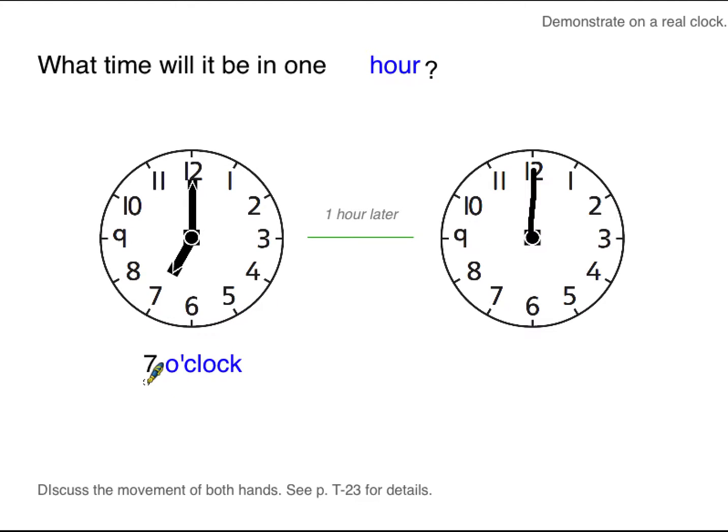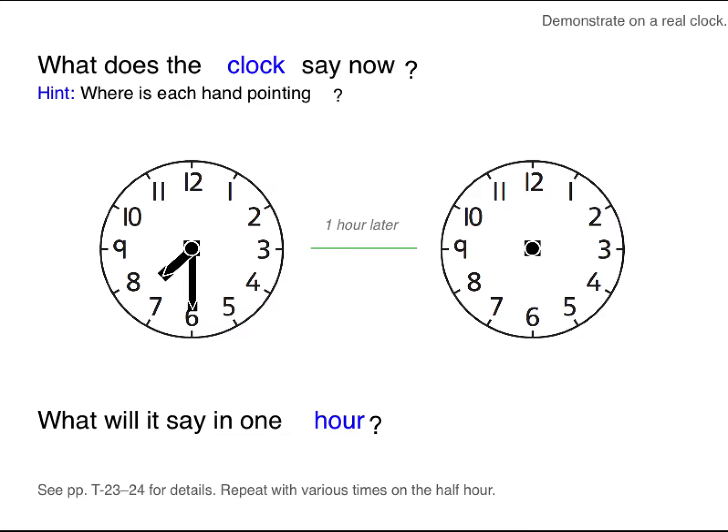All right, this is 7 o'clock. So 1 hour later is going to be pointing at the 8. Or you could just do 7 plus 1. 7 plus 1 is 8. So 1 hour later than 7 o'clock is 8 o'clock. And remember, when the minute hand is pointing right at the 12, then the hour hand is going to be pointing right at the number. All right, 1 hour later.